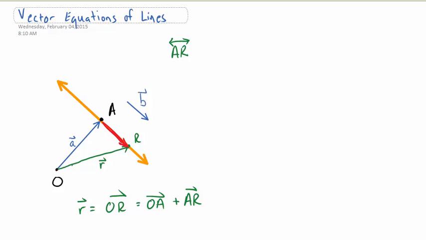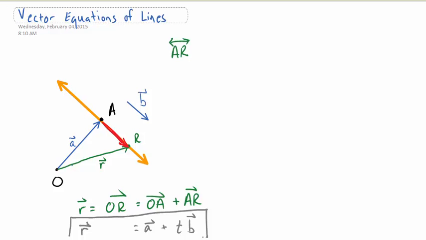And if you remember, things that are parallel will be scalar multiples of each other. Vector AR is a scalar multiple of vector B. So R can also be given in the form vector A, I call this blue vector, vector A, plus some scalar multiple, I'll call it T times vector B. This is the equation for a line using vectors.